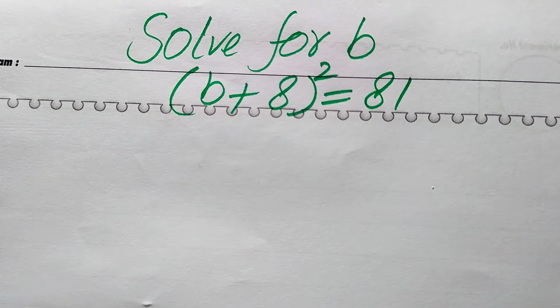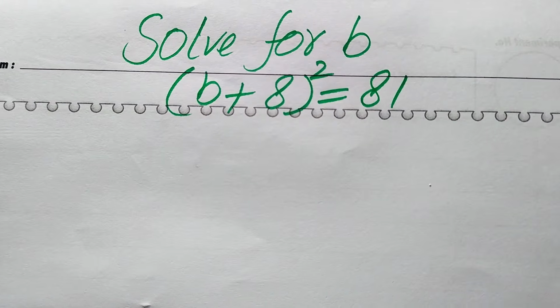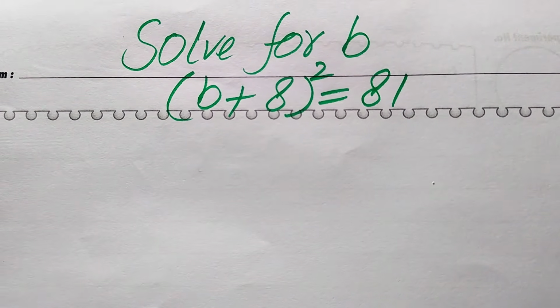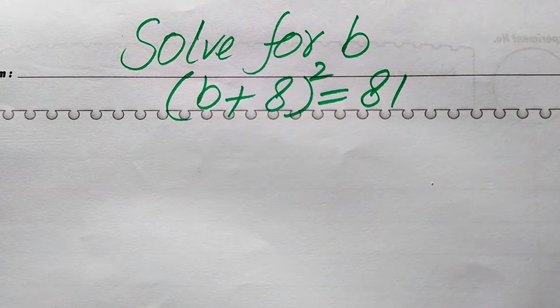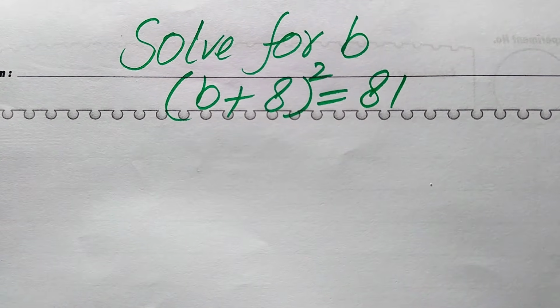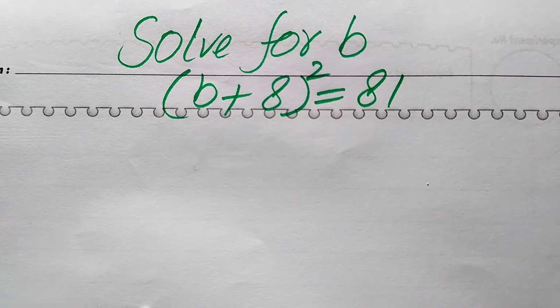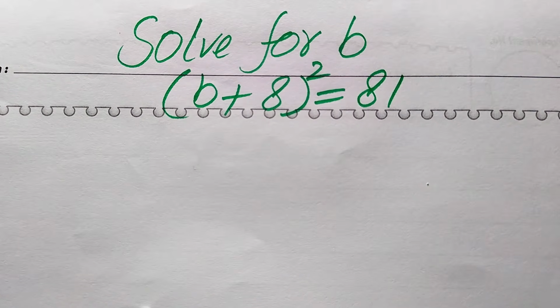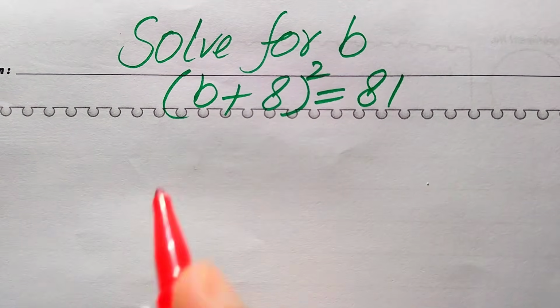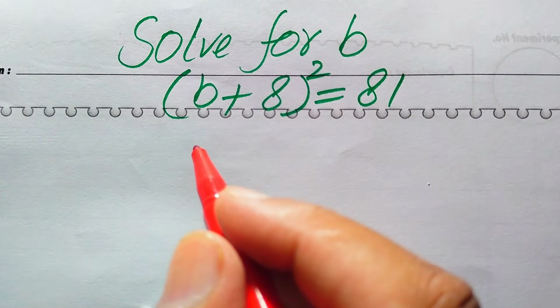So here we have (b + 8)² = 81, and we solve this problem for all the values of b. First we need to find all the roots of this equation, and at the last we will verify which of the roots are solutions and which of the roots are extraneous roots. Further, we solve this problem by two methods.